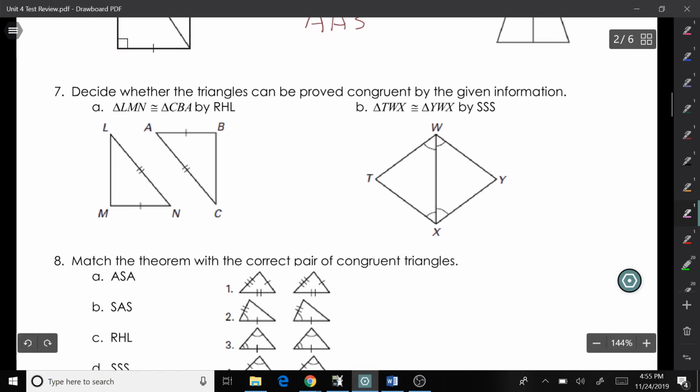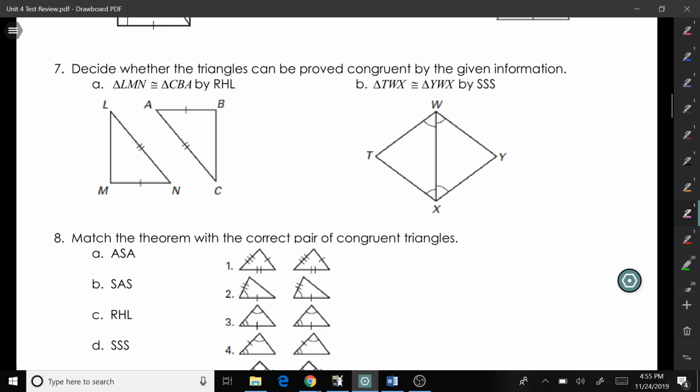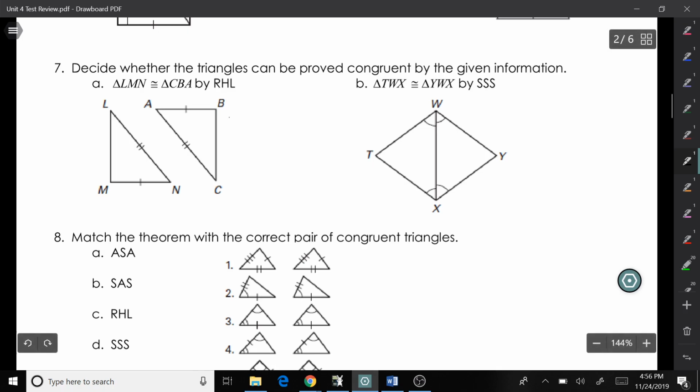All right. Number 7, decide whether the triangles can be proved congruent by the given information. So the triangles LMN and CBA by RHL. These angles look like they're right angles here. And you may think, okay, they're right angles, and then yes, we have RHL. But there is nothing in here to let us know that. They don't say anything about perpendicular lines. There's no boxes to tell us that those are right angles. So this is no, not enough information.